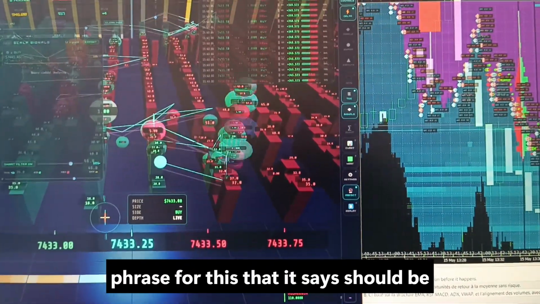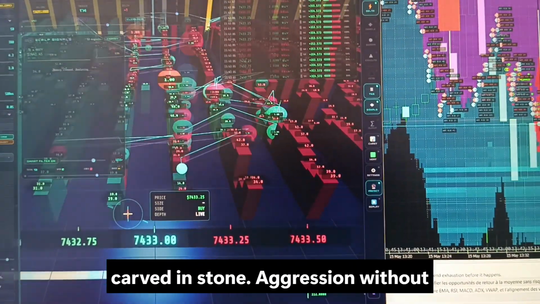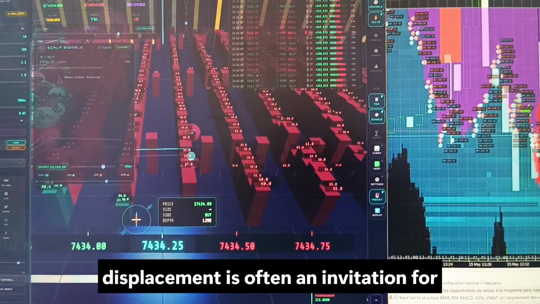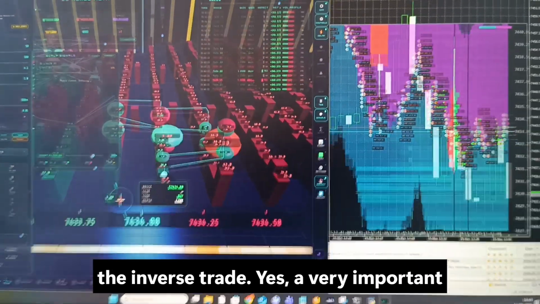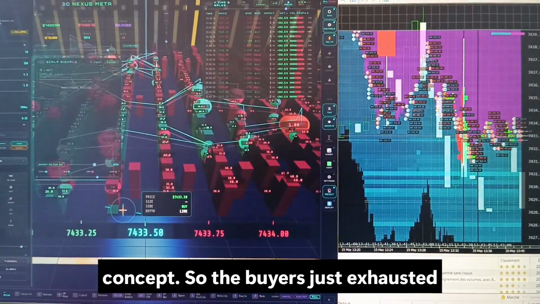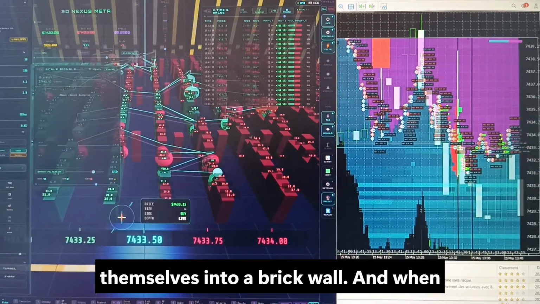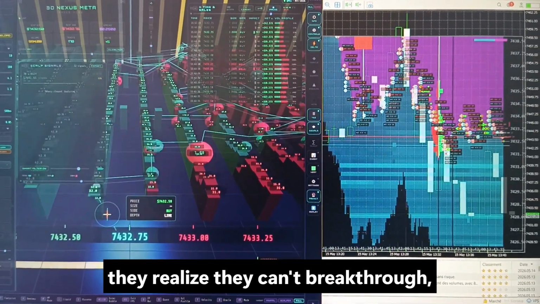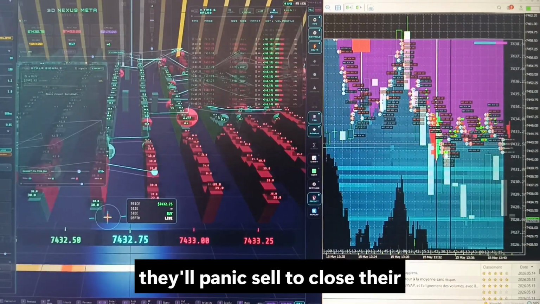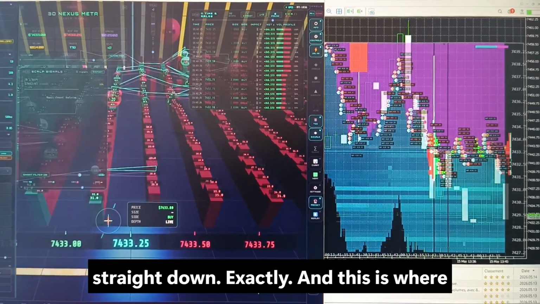The source has a phrase for this that it says should be carved in stone. Aggression without displacement is often an invitation for the inverse trade. Yes, a very important concept. So the buyers just exhausted themselves into a brick wall, and when they realize they can't break through, they'll panic, sell to close their positions, and basically drive the price straight down.